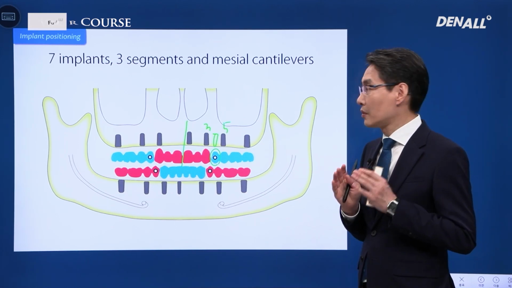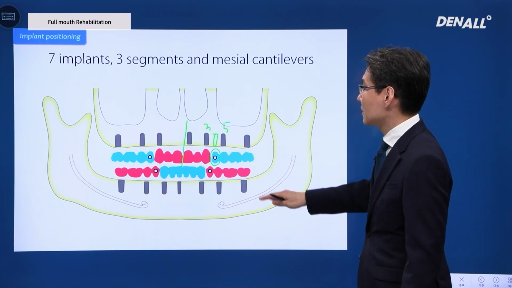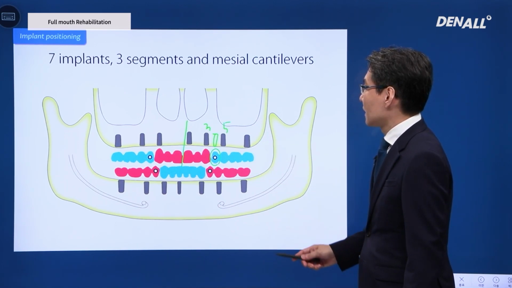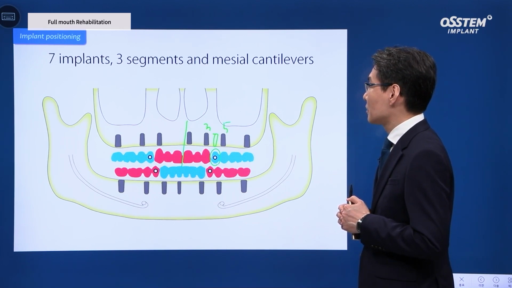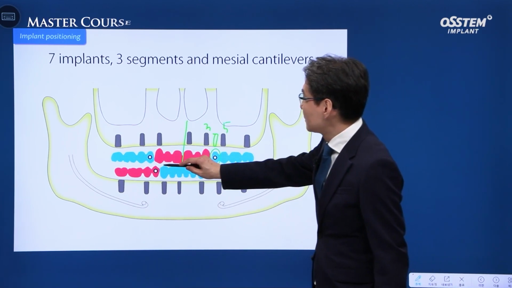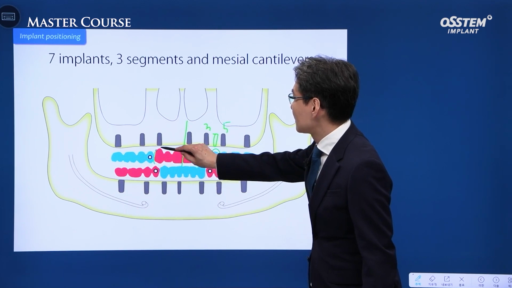In this case, by doing this, you'll be able to restore full arch in the upper and lower with 7 implants each. Because it's segmented, retrievability and prosthesis restoration process becomes much easier.